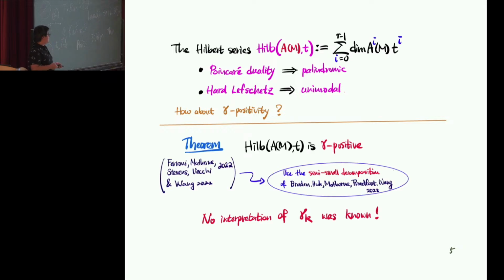And this is proved by Ferroni, Matherne, Stevens, Vecchi, and independently by Wang in 2022. But what they are using is something called the semi-small decomposition of the Chow ring, introduced by Braden, Huh, Matherne, Proudfoot, and Wang. And this gives them a recursive argument to show that it is gamma positive. But we know the coefficients are positive integers, and there was no interpretation for these integers in the result.